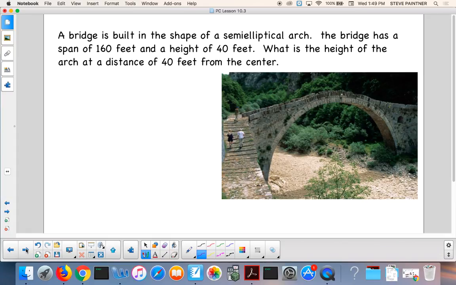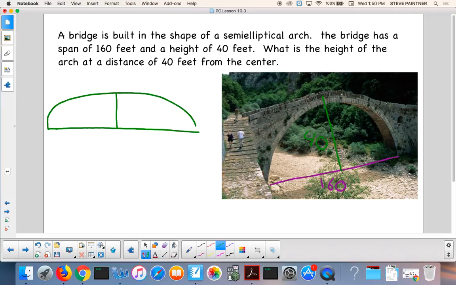Okay, we know some things about this bridge. It has a span of 160 feet, so from here to here we're looking at 160 feet. And it has a height of 40 feet, so from the top down, 40 feet. Because the picture has this bridge at an angle, I'm going to do a different drawing. So we have 160 feet that way, 40 feet up. That's pretty close, an ellipse that looks something like this. Or a semi-ellipse, I should say.